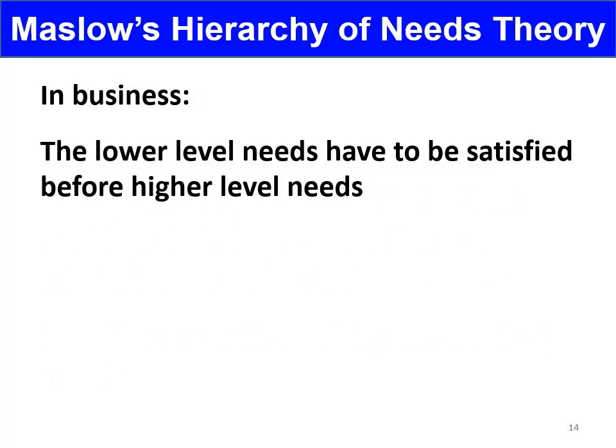So the lower level needs have to be satisfied before the higher level needs. Okay, so for this you can refer to the pyramid that we have seen before. We start from the lower level and go to the second level, the third level, and so on to the top.